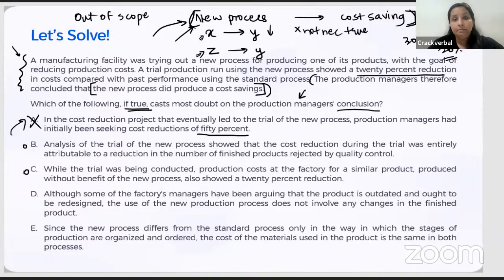Option D is telling me that although some of the factory managers have been arguing that the product is outdated and ought to be redesigned, the use of the new production process does not involve any changes. See, this is just talking about generic information. They're saying that the new process will not change the finished product in any way. This is in no way affecting my relationship. So I know this doesn't. Option E also seems to be telling me that the cost of the materials used is the same in both the processes. So that also is not really telling me anything about whether the new process did not necessarily bring about cost saving. This is also out.